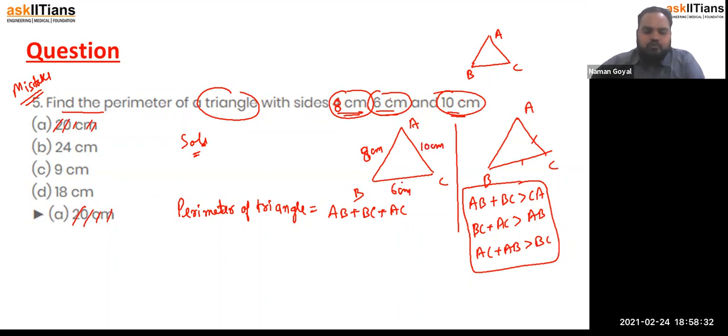Okay, okay. Now AB is what, 8, plus BC is what, 6, plus this is 10. So answer is what, if you solve this you will get 24 centimeter. Answer for this particular question is what, 24 centimeter, which is B is correct. So the mistake in this question is what, the sum of two sides is not always greater than the third side. In one case it will become equal to that third side, right?